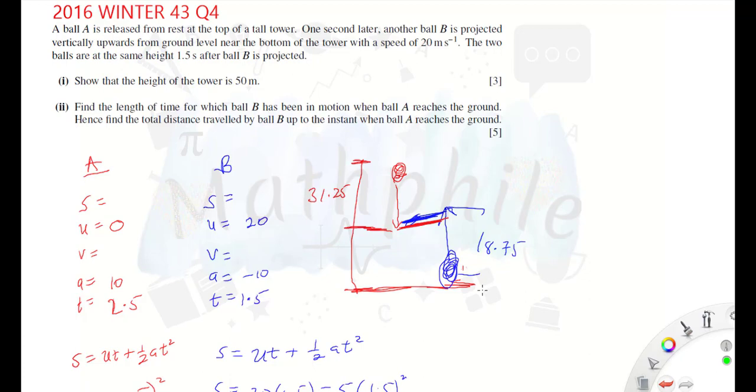Okay, so we just have to find the time it will take for A to hit the ground. Then we'll use it to help us find the distance traveled by B. So you're saying you find the time for A to get to the ground. Yes. So how will you do that? The same thing, U is 0.